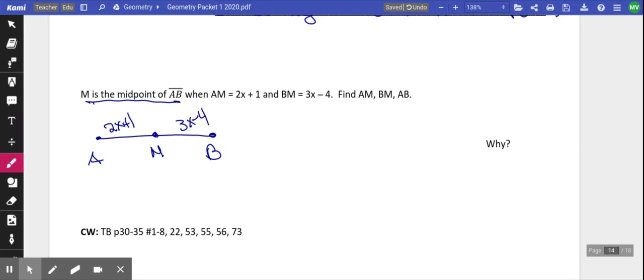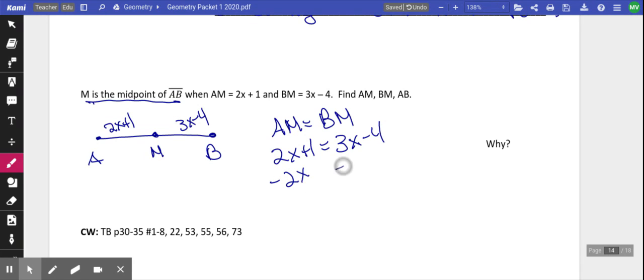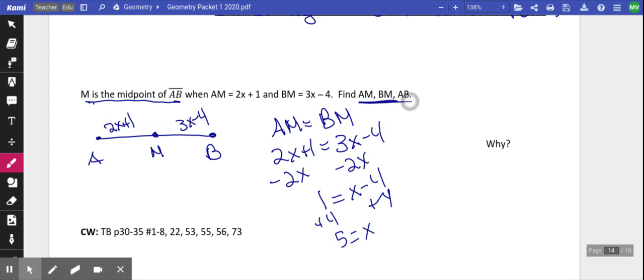Well, since M is the midpoint, that means AM is equal to BM. So 2x plus 1 equals 3x minus 4. Subtract 2x from both sides: 1 equals x minus 4. I add 4 to both sides: 5 equals x.